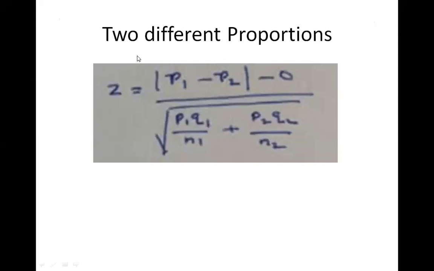We want to find out whether the two proportions given are different, that is, whether the difference between these two proportions is not zero. The difference will not be zero if they are different. If they are the same, then the difference will be zero. So this is the formula to calculate the Z statistic for two different proportions.